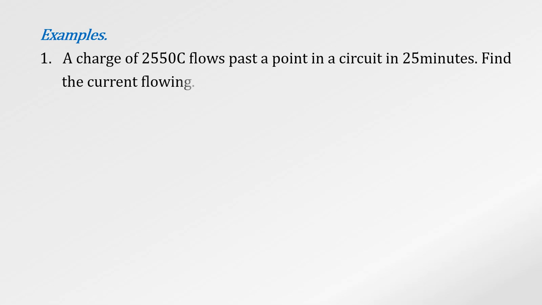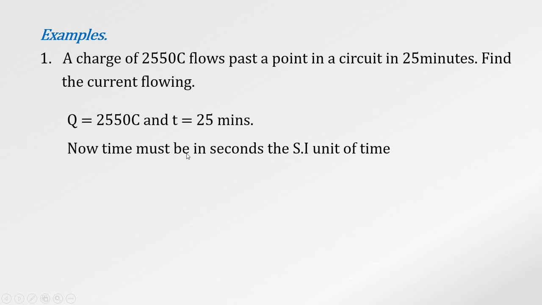Using that formula, we can have examples. Let's start with example 1. A charge of 2550 coulombs flows past a point in a circuit in 25 minutes. Find the current flowing. So we are given the charge and the time. Now you realize that from our definition we said per second, but here it is in minutes. So we have to convert this time to seconds, the SI unit of time.